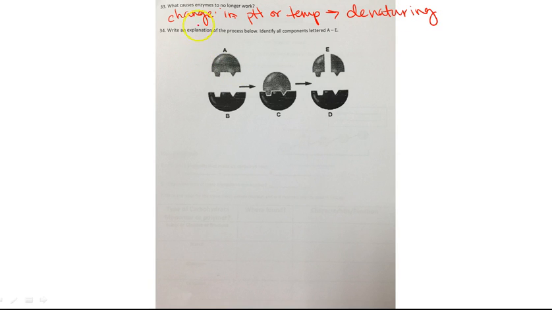Okay. All right, write an explanation of the process below. Identify all components of A through E. Okay, so B, C, and D, all of these are going to be our enzymes. Well, it's just one enzyme, and this is how it's moving across. So we have right here is our substrate, and this is just a molecule that needs to be broken down.